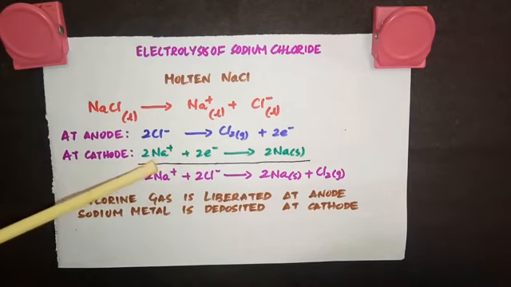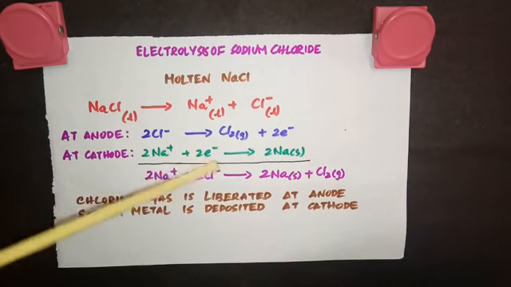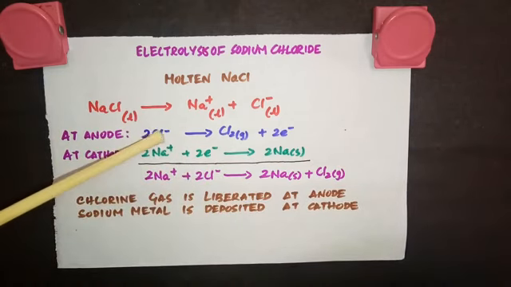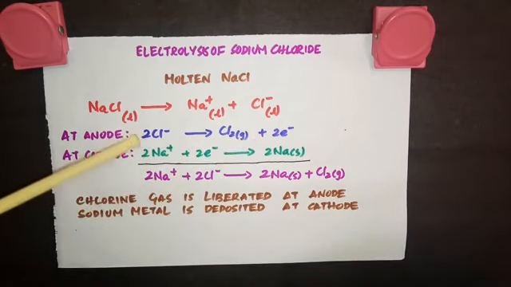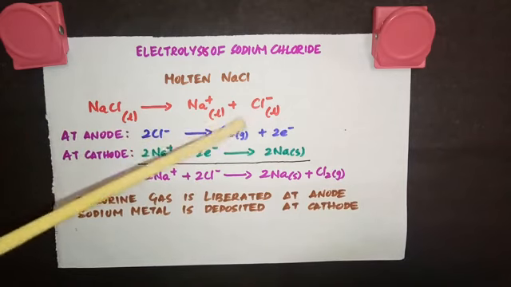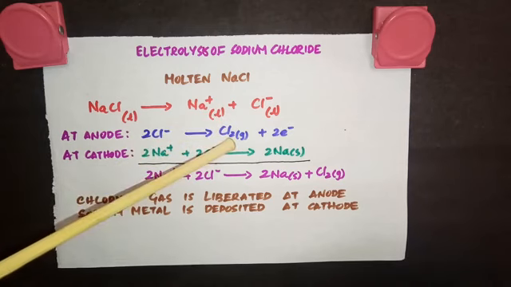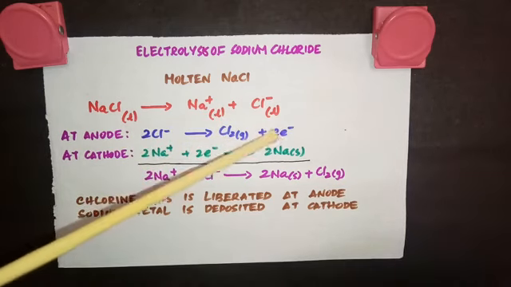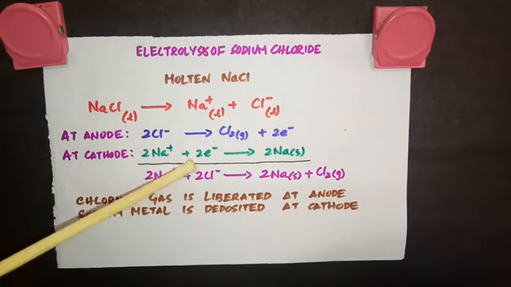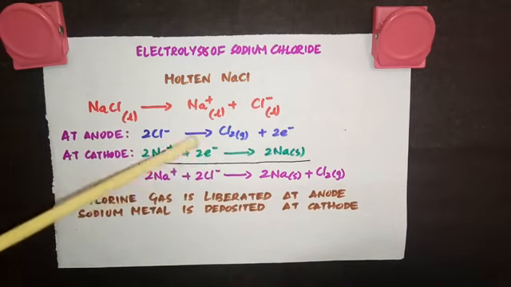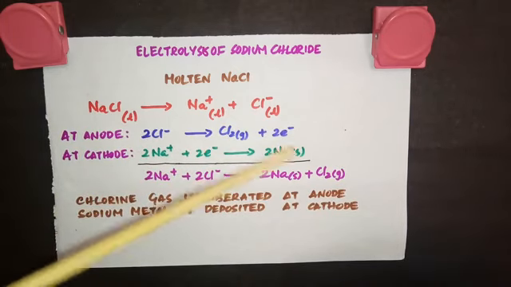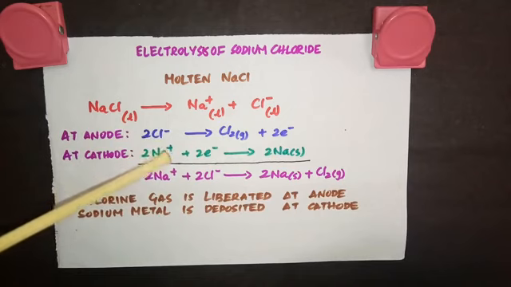You can write this reaction as Na+ plus electron gives Na. Since we are talking about 2 electrons released here, because Cl cannot stay as one atom, Cl plus Cl will give you Cl2. So in that process 2 electrons are involved, so we are taking those 2 electrons. So 2 Na+ plus 2 electrons gives you 2 Na, which means at the cathode sodium ion is undergoing reduction.